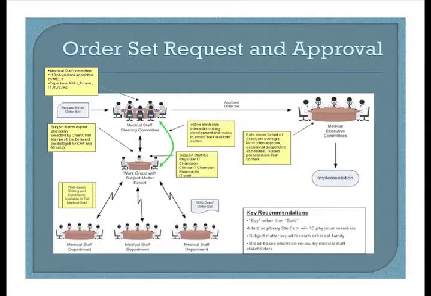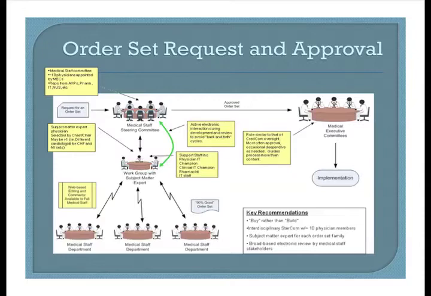Top left is the Clinical Decision Support Steering Committee. They approve the order sets for construction. Order sets are made by a subject matter expert with support from the IT team, pharmacy, and some of the ancillaries. These are transmitted electronically to any stakeholder that the subject matter expert thinks is appropriate.